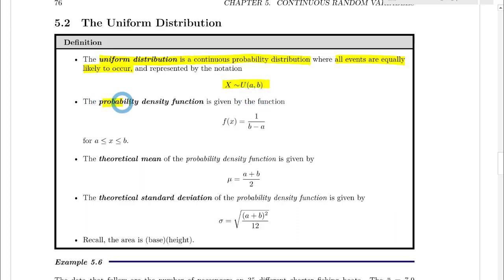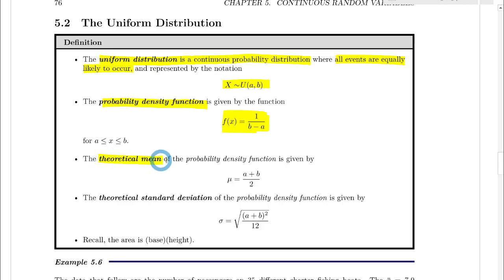The probability density function, PDF, is given by the function f of x equals 1 over b minus a. So that's going to be important to us, because as long as we have that interval, a and b, then we can figure out what f of x is.